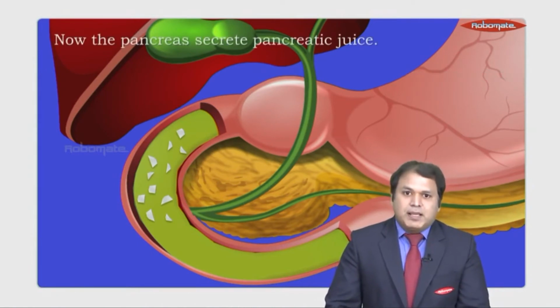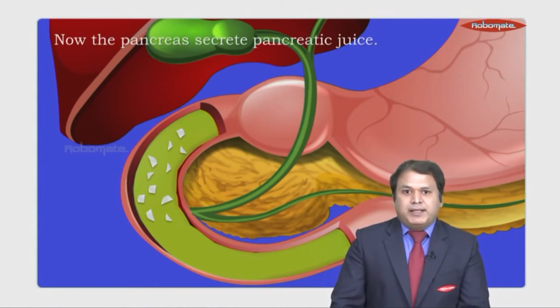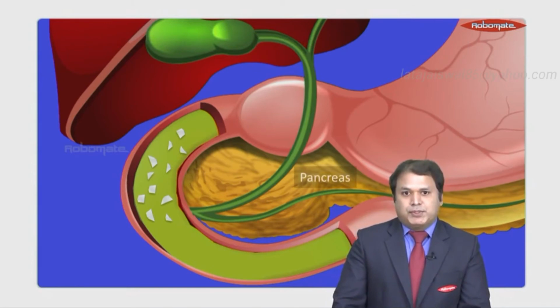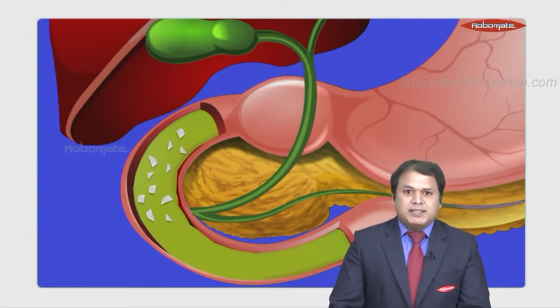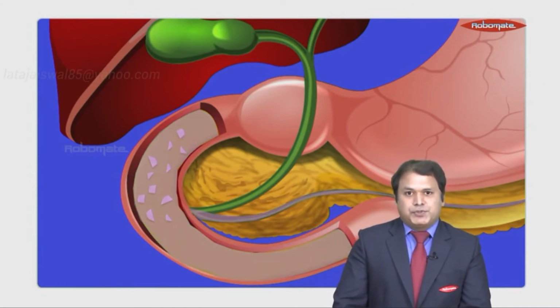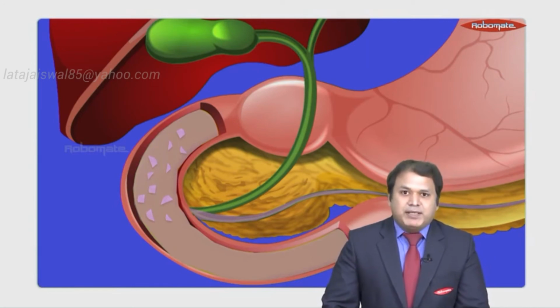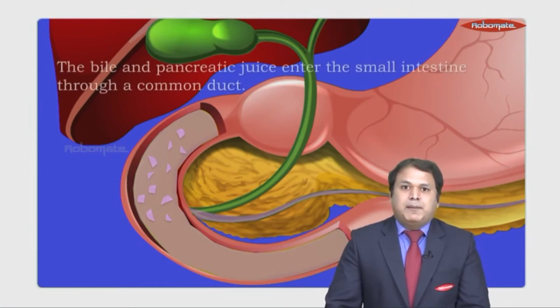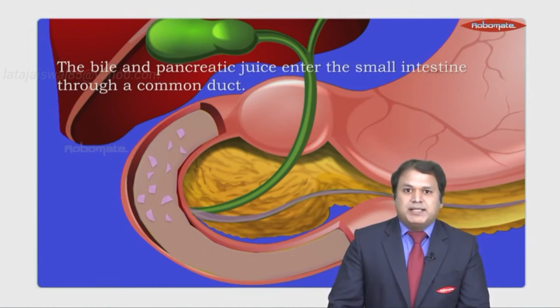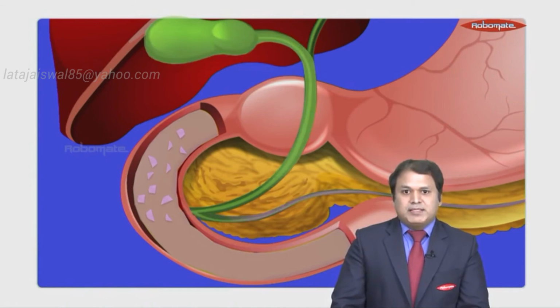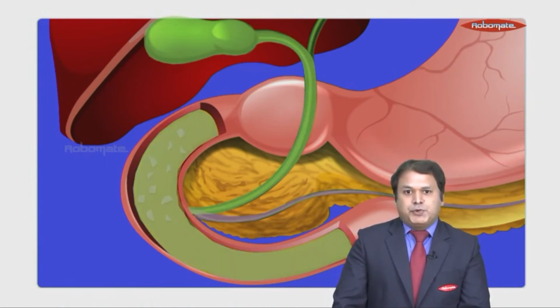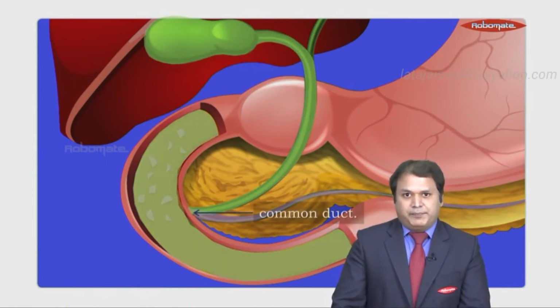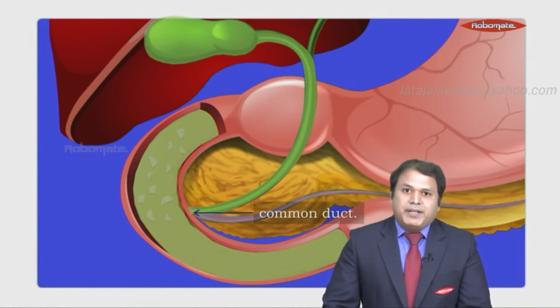Now after this, the pancreas secretes the pancreatic juice. So you can see the pancreas giving out the pancreatic juice. Now one very important thing to note here is that the bile juice and the pancreatic juice enter the small intestine together through a common duct. So you can see the bile juice and the pancreatic juice entering the small intestine through a common duct.